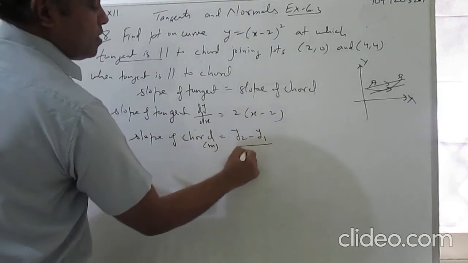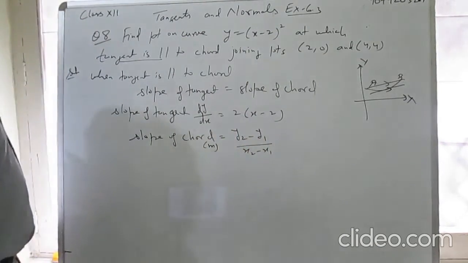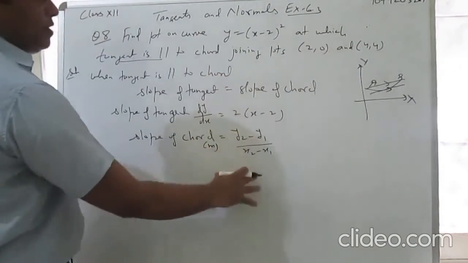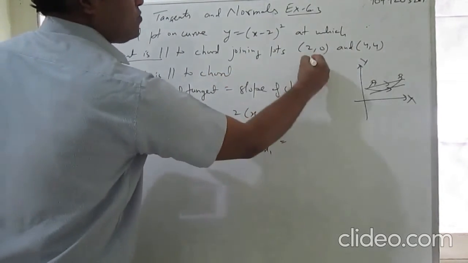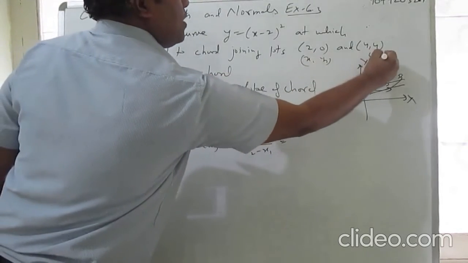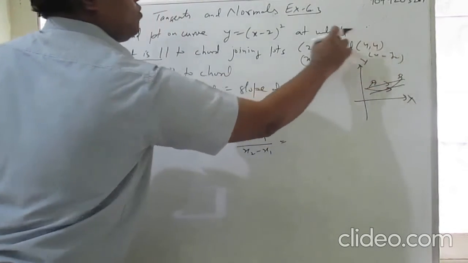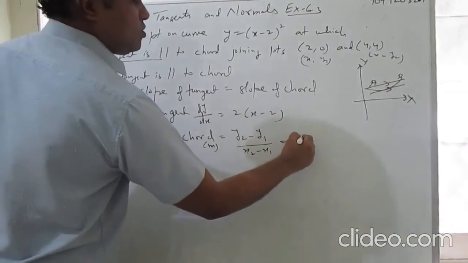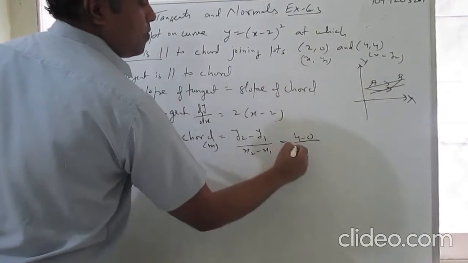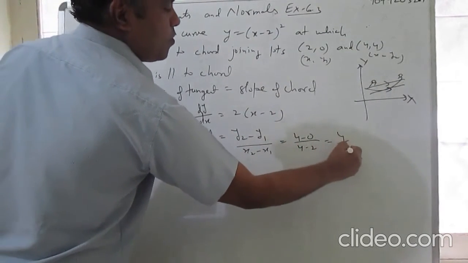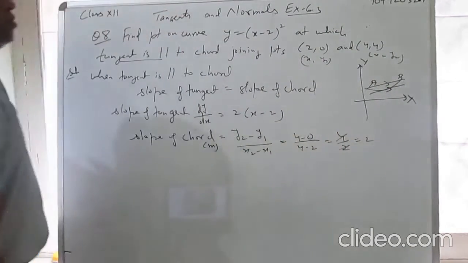y2 minus y1 upon x2 minus x1. दो पॉइंट से पास होने वाली लाइन का स्लोप यही होता है. So it is x1 y1, it is x2 y2. So y2 minus y1, 4 minus 0 upon 4 minus 2, यानी कि 4 upon 2 is equal to 2.